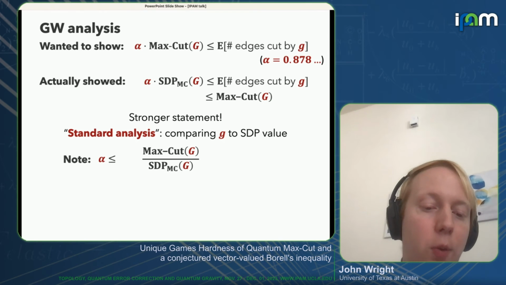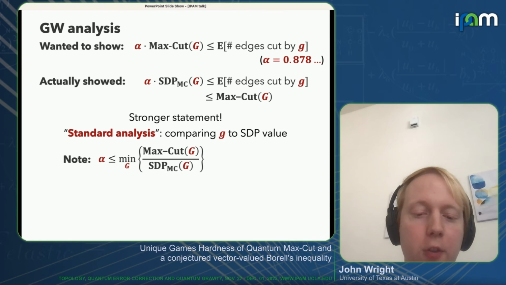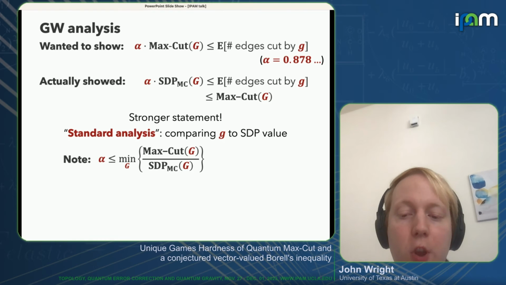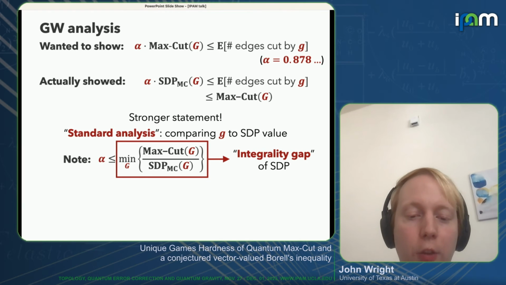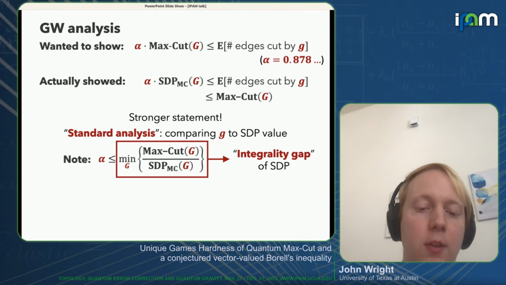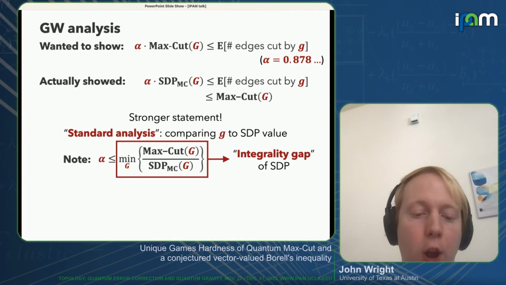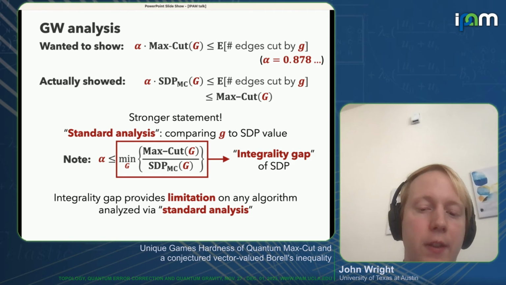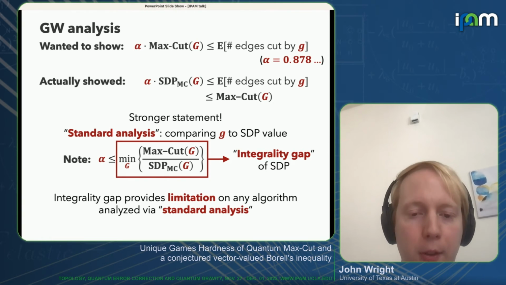So one thing you can do, if you want to upper bound the best alpha that you can ever prove with this analysis, is look at this ratio and take the minimum over all graphs G. This is known as the integrality gap of the SDP. When you minimize it, it tells you the largest amount by which the SDP overestimates the maximum cut. And if you compute this integrality gap, it's going to tell you a limitation on any algorithm that you analyze via this standard analysis, where you compare G to the SDP value, not to the original max cut.